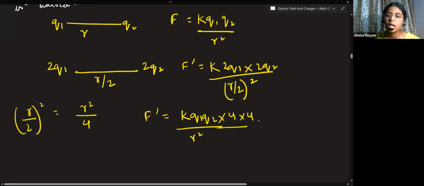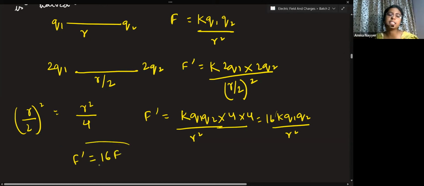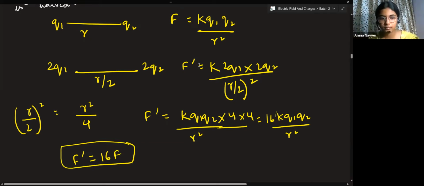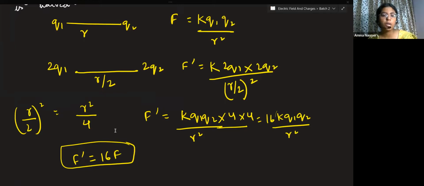Now see, this is 16. 4 into 4 is 16. K q1 q2 divided by r square. And what is k q1 q2 divided by r square? This is f only, no? So f prime will be 16. Instead of this, we have f, 16f. Clear to all of you? Any doubts? So write down the solution as well. And if you are having any doubts, just ask me. All those who didn't respond, did you understand?